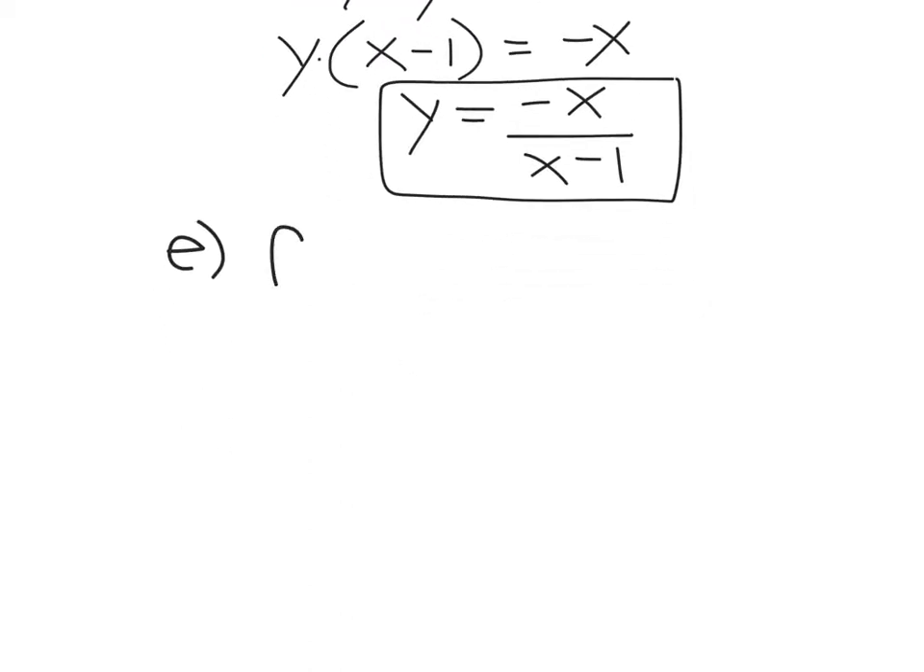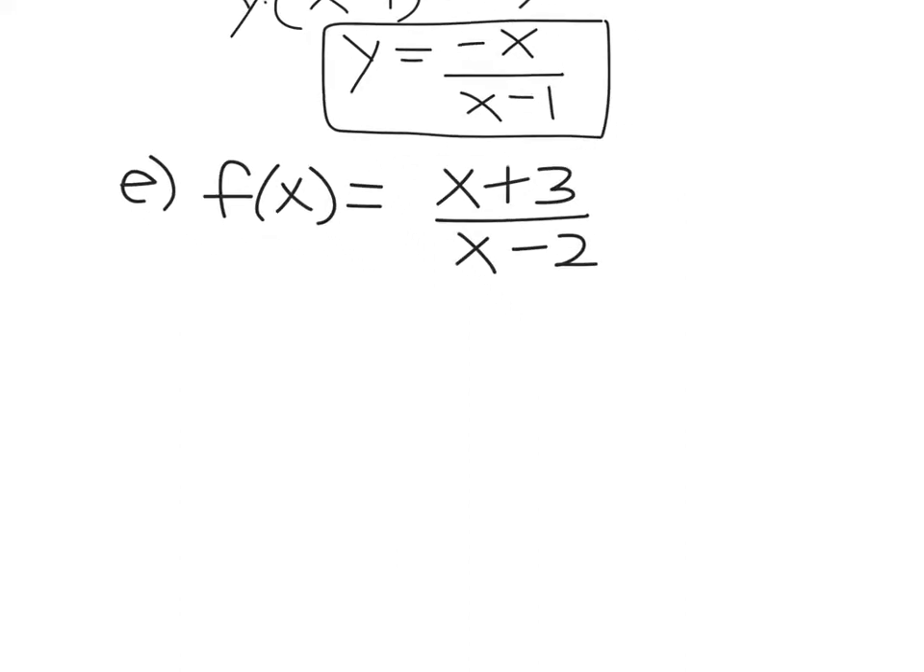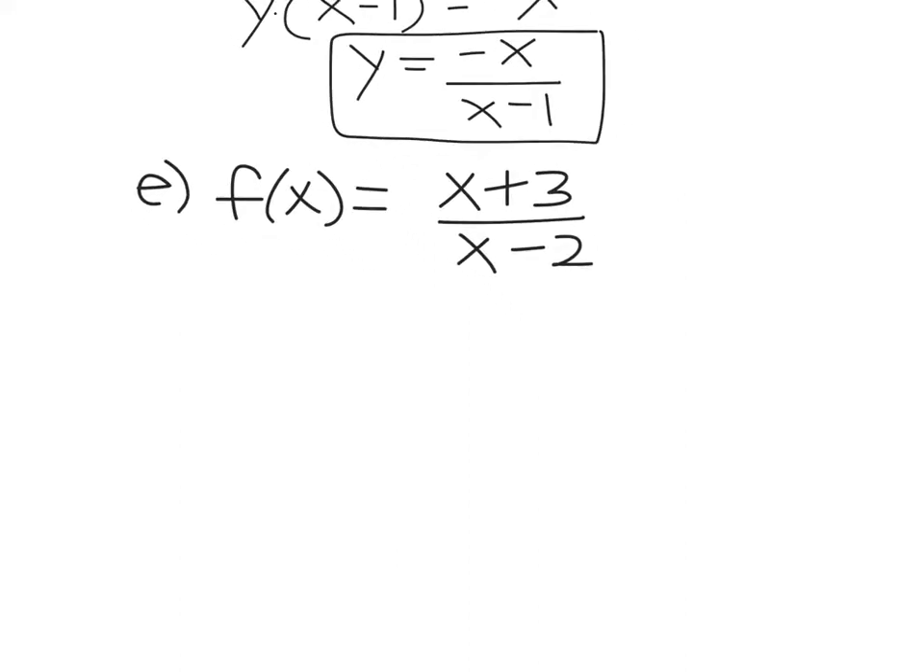Let's do f of x is equal to x plus 3 over x minus 2. Okay. I'm going to write down the domain and range for you real quick. You can figure out the domain of this. It's all reals except for 2. Good. X is not 2.